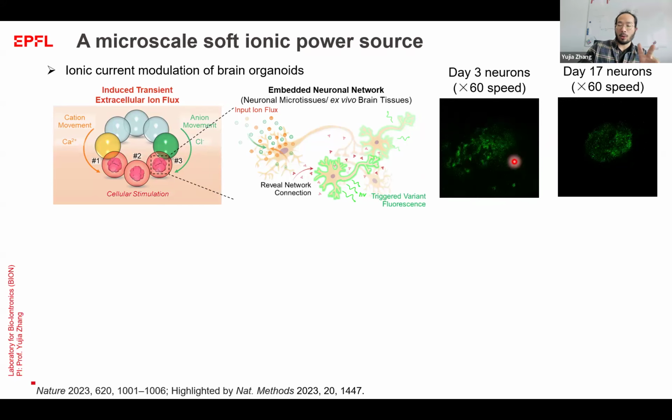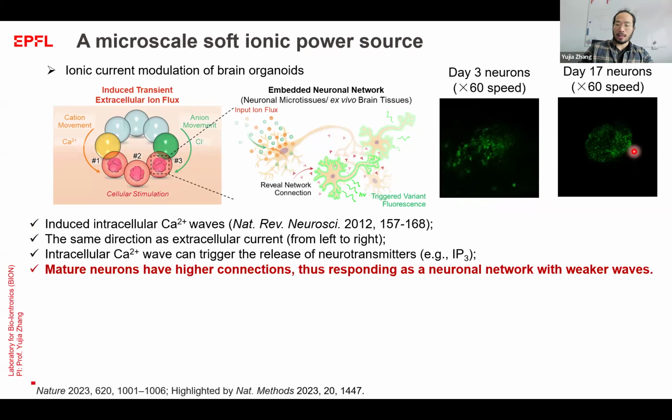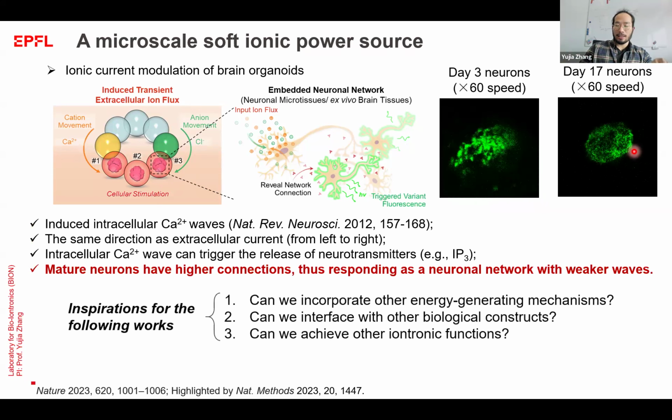As you can see here on the right-hand side, the ionic current passes through the organoids from left to right, and we do see corresponding calcium waves generated inside of those neuronal networks. And importantly, if we compare very young neural organoids, let's say 3 days old, and slightly matured neural organoids after 2 weeks, they do show a significantly different response. Younger neurons are more separated, and when they form a network, they're connected, and therefore they show this network-level response.